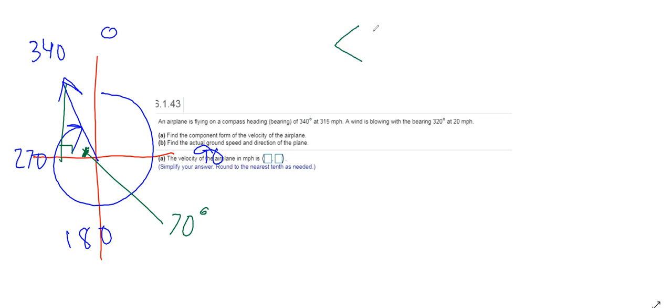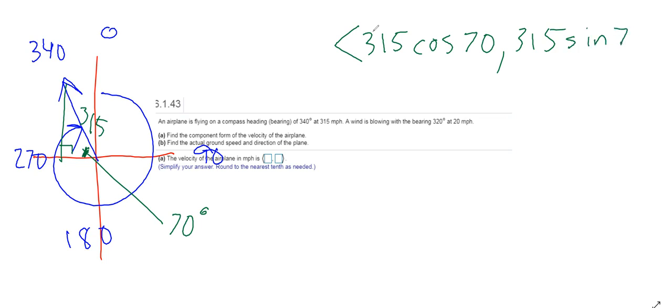So we know that the magnitude of that is 315. So this would be 315 cosine 70, 315 sine 70. Are either one of those negative? One of them is. Which one? Well, look, you're going left and up. Which one of those is negative? Cosine. That's right. What about the other one?